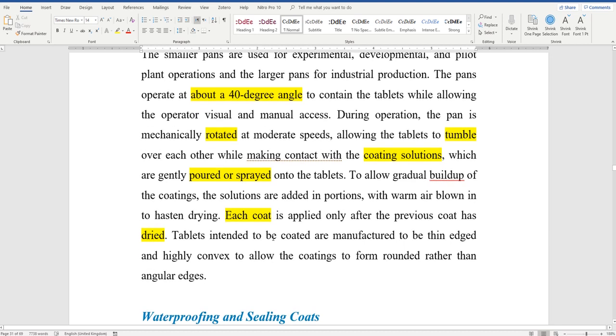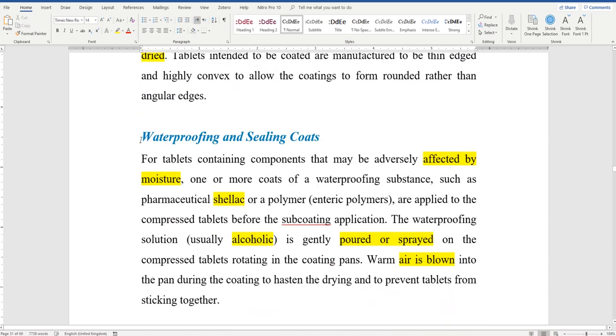Of course, after applying each coat, it is usually left to dry before we apply another coat. That means there is not only one coating applied, but there are several coats to be applied, and the reason is to gradually build up the coatings until we get the right thickness. Okay, now we will talk about the process in more detail.